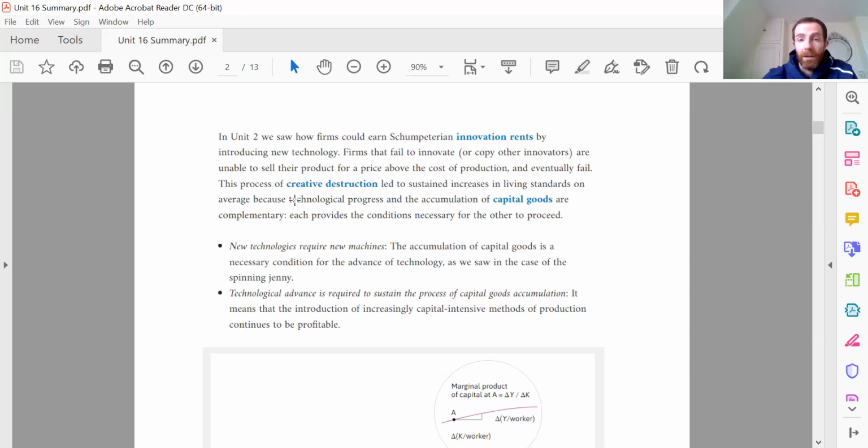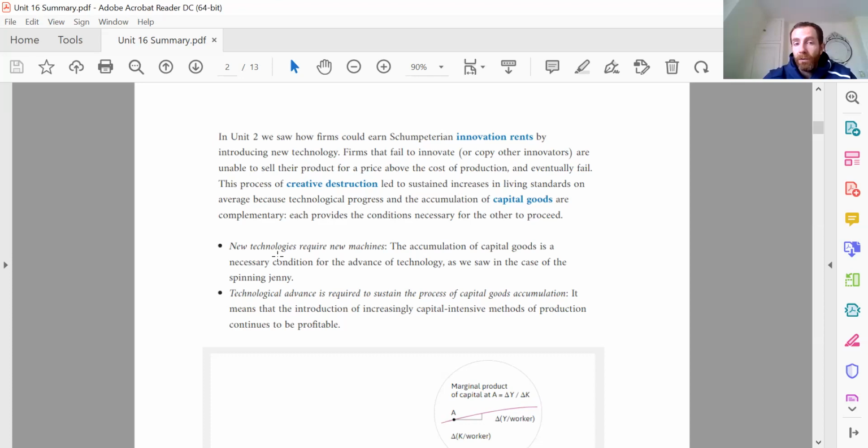And this is all part of this idea of creative destruction: firms that don't adapt go out of business, and firms that come up with new technologies prosper. And then this is also going to have an impact on the employees, which we'll see more of later on. So this process of creative destruction, we think, relies on two things. One is technological progress, and the second is the accumulation of capital goods, an increase in the capital stock. And we imagine that those things go together, right?